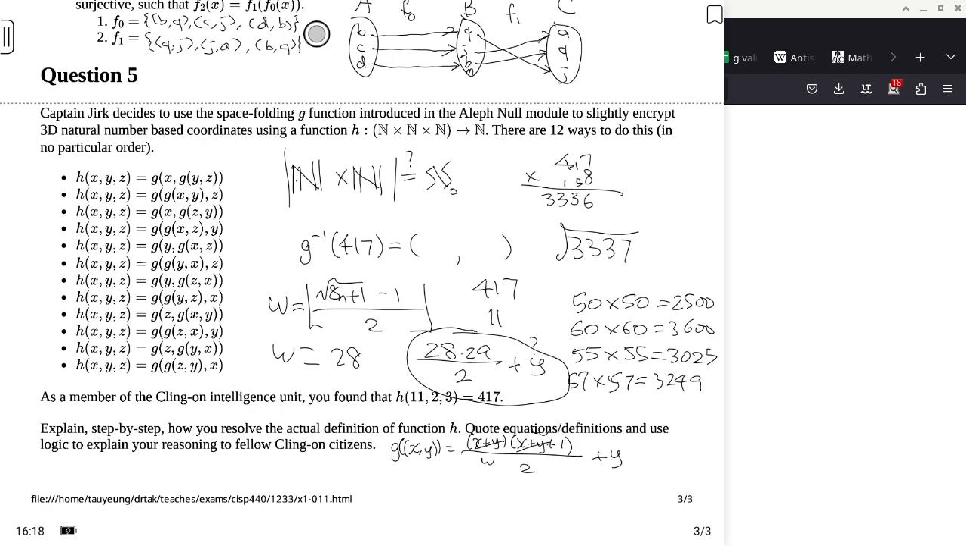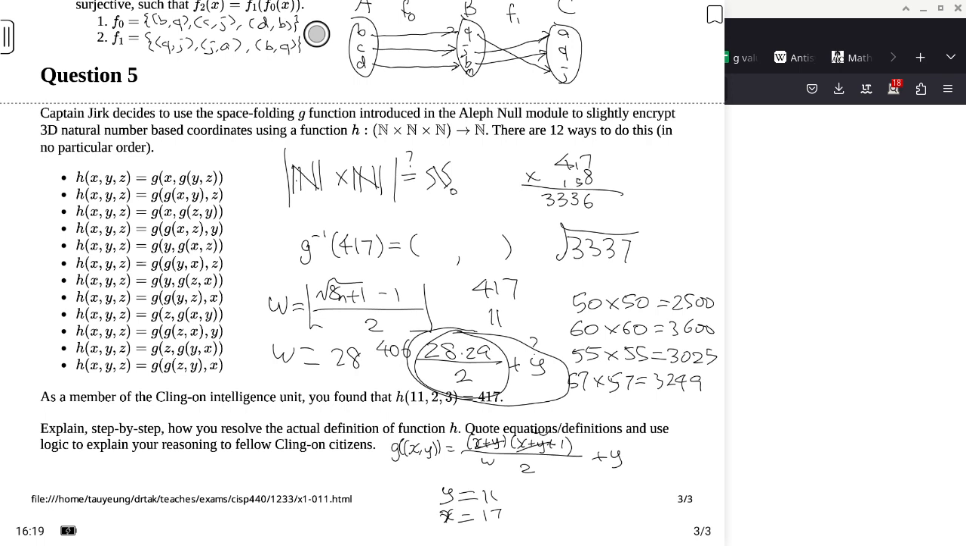So let's go ahead and solve for everything here, because I don't want to leave any of this hanging. So 28 times 29, the whole thing divided by 2, is 406. So this portion here is 406. So that means y is what? 417 minus 406 is 11, which also means x is going to be 28 minus 11, which is 17. There we go.